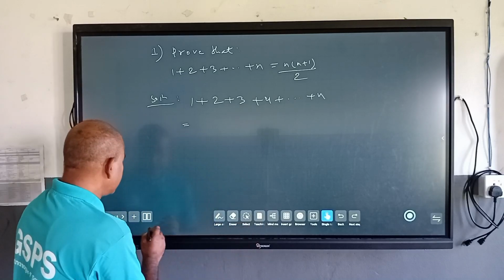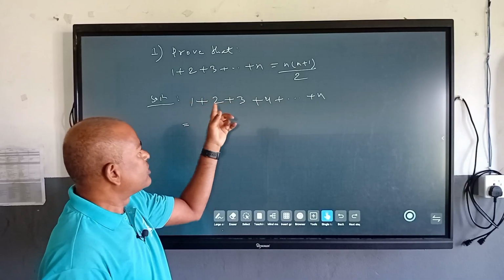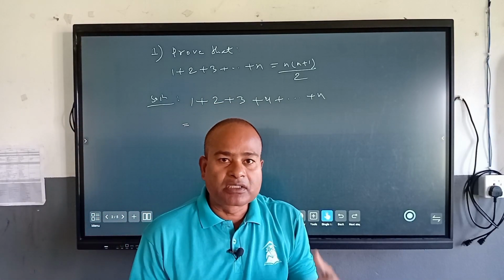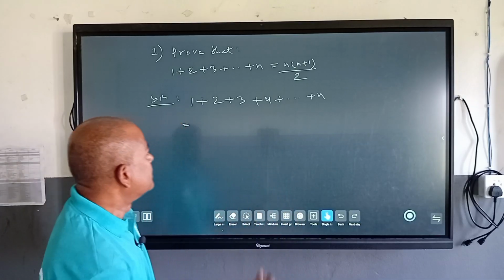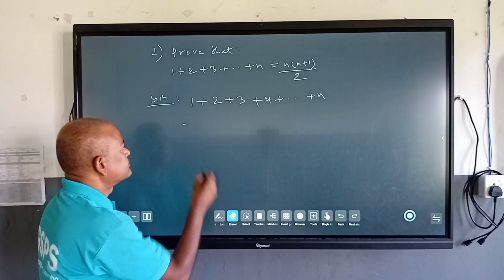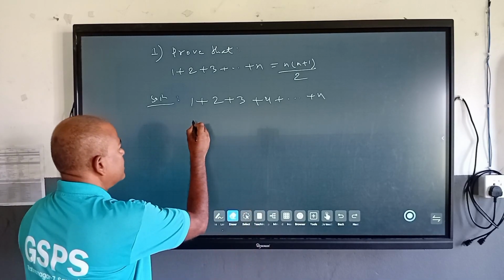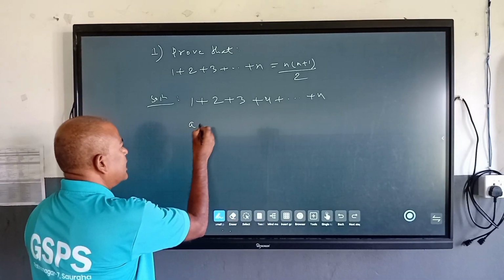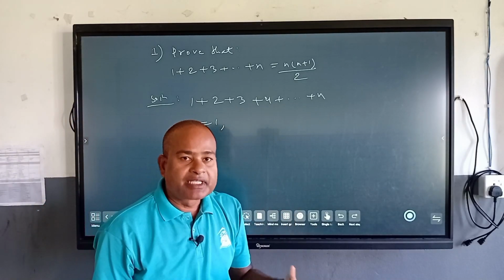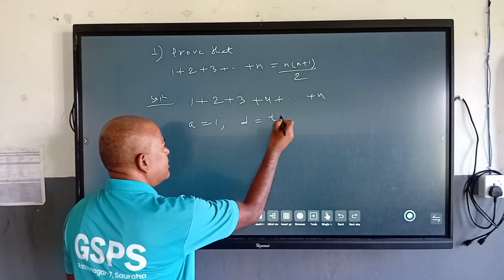Dear students, let us prove this formula. The given series is 1 plus 2 plus 3 plus 4 plus ... plus n. Dear students, this is an arithmetic series. The first term of the given series is a equals 1. Since this is an arithmetic series, the common difference we can find by using the formula t2 minus t1.